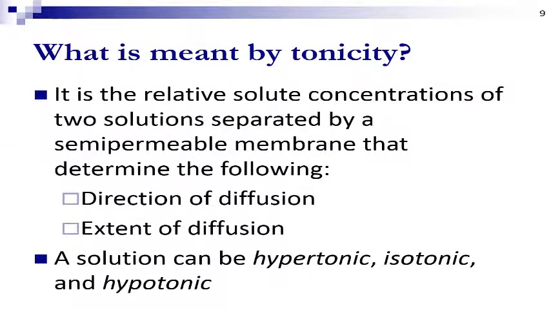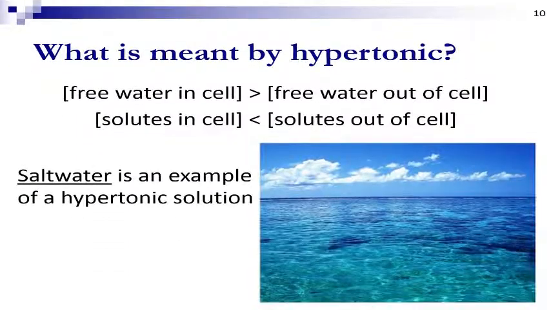What is tonicity? It is the relative solute concentrations in two solutions separated by a semi-permeable membrane. It determines the direction and extent of diffusion. A solution can be hypertonic, isotonic, or hypotonic. If solution 1 has higher solute concentration compared to solution 2, this means that solution 1 is hypertonic.